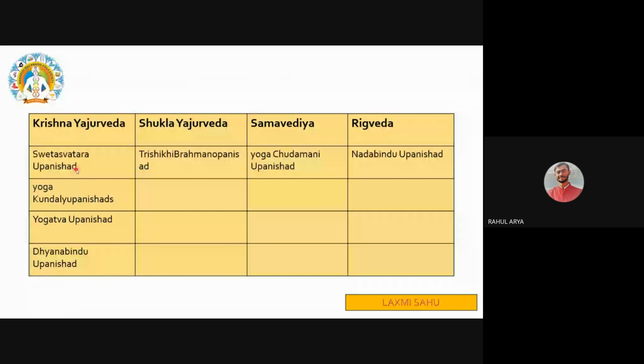Shweta Shwatara Upanishad, Yoga Kundalini Upanishad, Yoga Tattva Upanishad, Dhyana Bindu Upanishad. And Shukla Yajurveda is related with the Trishikhi Brahmana Upanishad. Samaveda is related with the Yoga Chudamani Upanishad. Rig Veda is related with the Nada Bindu Upanishad. Okay.